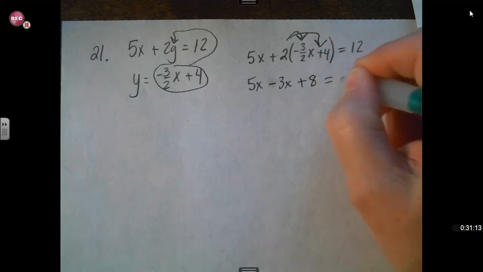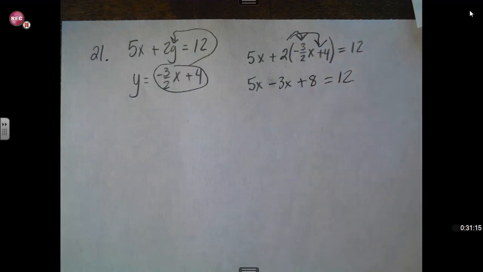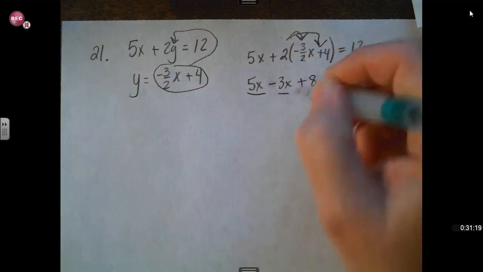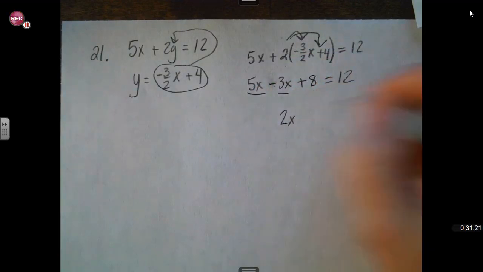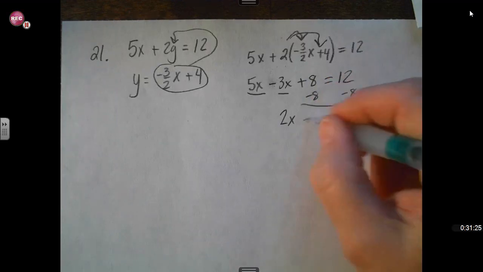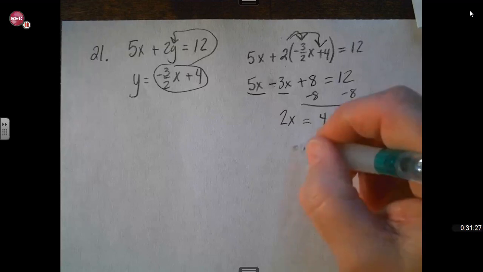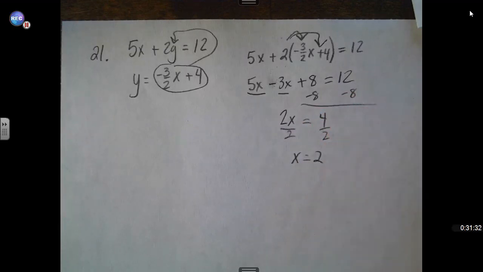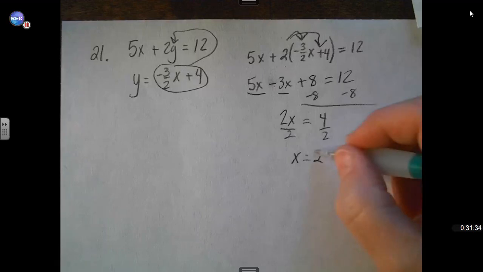And that equals 12. Then combining like terms, 5x minus 3x is 2x. Subtracting 8 from both sides gives me 2x equals 4. Divide both sides by 2. X is 2. That was fun.